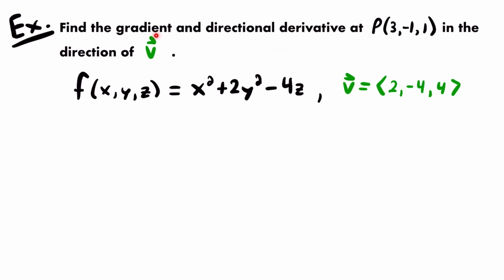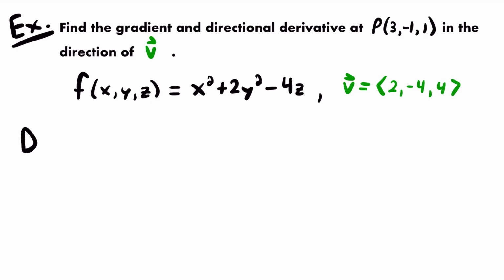We want to find the gradient and directional derivative at the point (3, -1, 1) in the direction of vector v. And we're given the multivariable function f of x, y, z is equal to x squared plus 2y squared minus 4z. And the vector that we've been given, vector v, has components of 2, -4, and 4. Okay, so this is very similar to problems that we have done in the past. The only difference is that we're working with an extra dimension. And so let's just get right to it here.